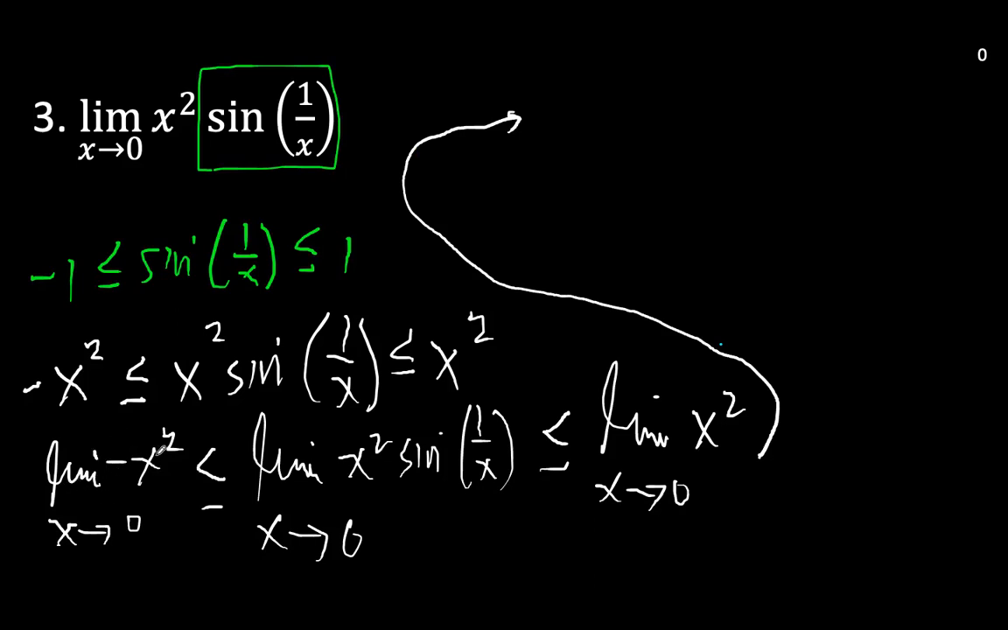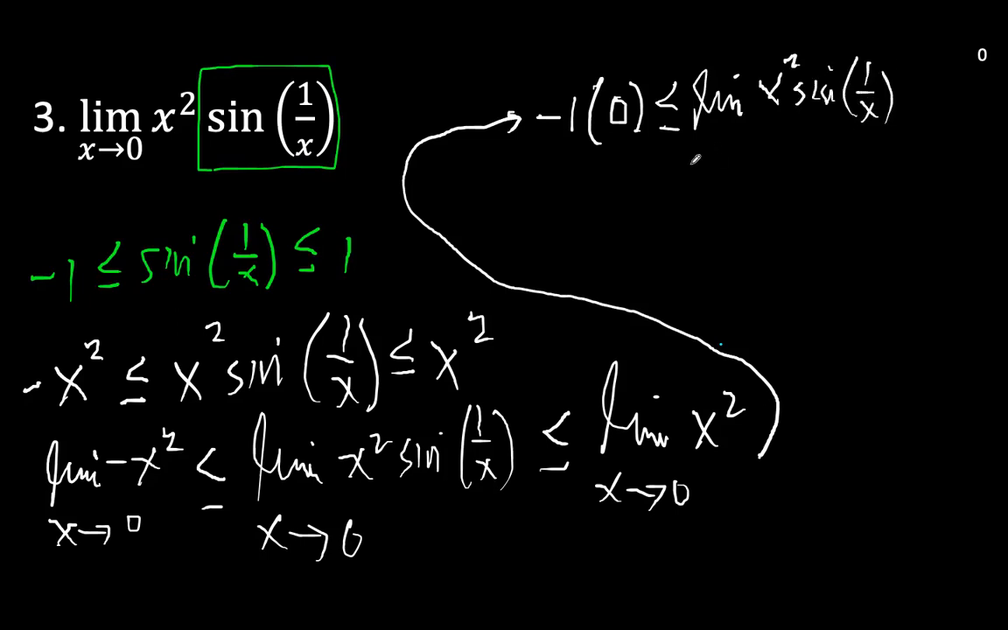So let's evaluate the limits on both sides. What is the limit of negative x squared as x approaches 0? We know that when there is a negative, we can put it as a coefficient. So that's -1 times the limit of x squared as x approaches 0, and of course, it's 0. Okay, and less than or equal to the limit of x squared sine of 1 over x as x approaches 0. And what is the limit of x squared as x approaches 0? Therefore, it's 0.